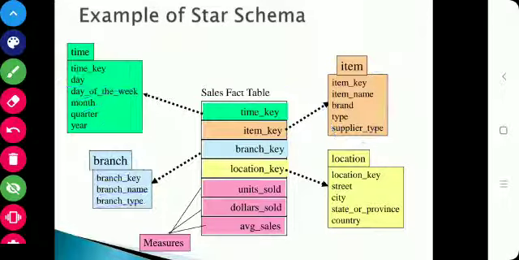See here, the branch key is linked with the branch key of the sales table. Item key is linked with the item key of the sales table. The time key is linked with the time key of the time dimension table, and the location key is linked with the location key of the location dimension table. And these are the measures, meaning some numerical values. Units sold means the number of units sold, how many computers are sold, how many printers are sold. And dollars sold means the sold amount of the computers. So these are the measures.